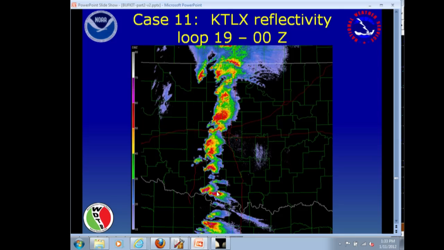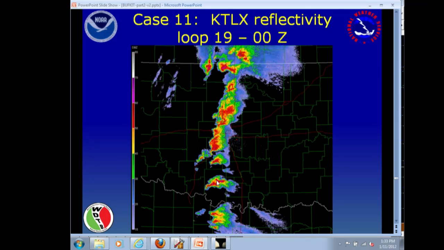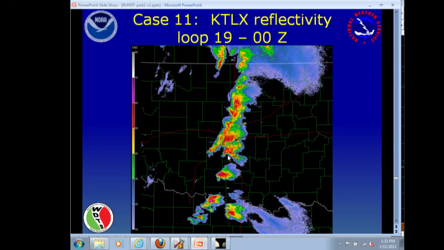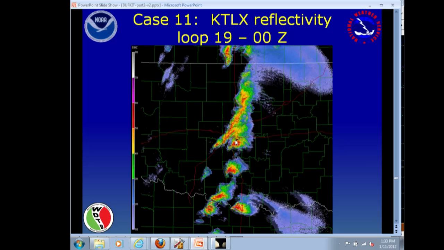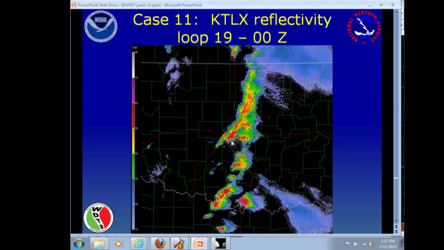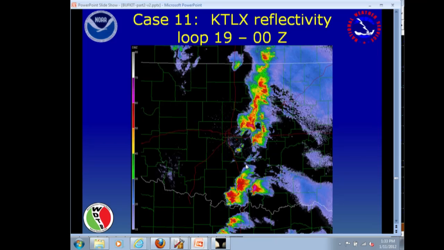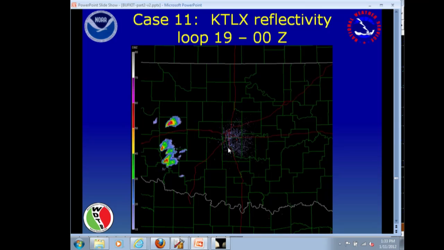And look down here. Watch down here. You see this left mover? And then here's these supercells coming for Norman. Here comes the left mover coming in. Slam. Oops. Storms close together. Left movers hitting right movers. Ordinary cells hitting right movers. All the tornadoes dissipated off to the east.